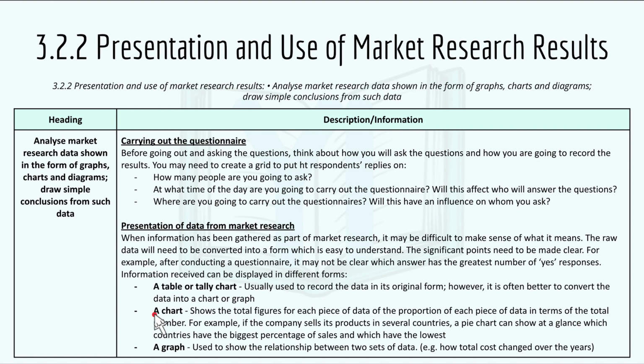And number 2, a chart, which basically shows the total figures of each piece of data in terms of the total number. For example, if the company sells its products in several countries, a pie chart can show at a glance which countries have the biggest percentage of sales and which have the lowest. And number 3, a graph, which can be used to show the relationship between two sets of data, for example, total cost and the years.